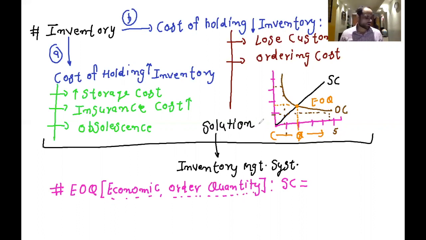But we also have a formula for economic order quantity, but for the moment, don't worry about the formula, just understand the graph. All right, so that is the idea of economic order quantity. Is it clear? Did you understand? Okay, so let's move on to the next one.